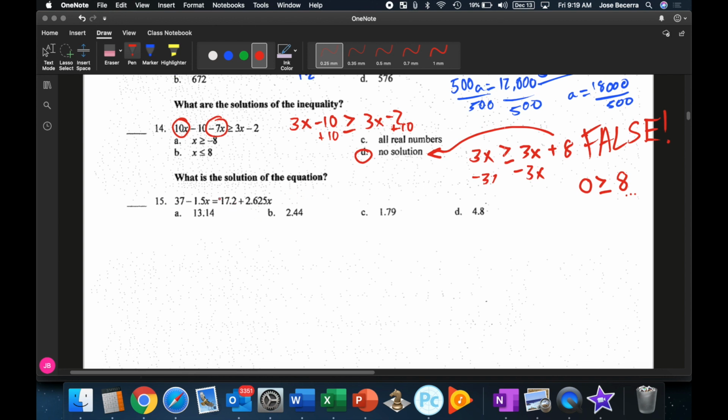What is the solution of the equation? Oh man, there are a lot of decimals here, but don't freak out. Once again, you're going to have a calculator, or you can just do it by hand if you know how to work with decimals. Okay? But we need to get everything moved over, so we have 37 minus 1.5x is equal to 17.2 plus 2.625x. Okay?